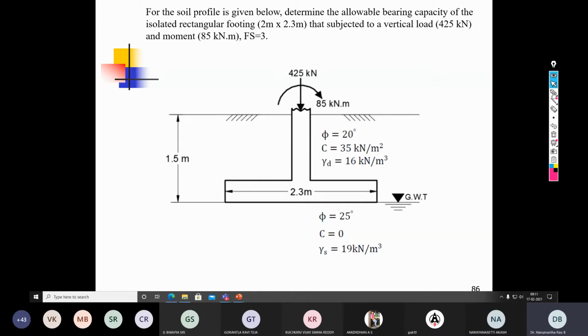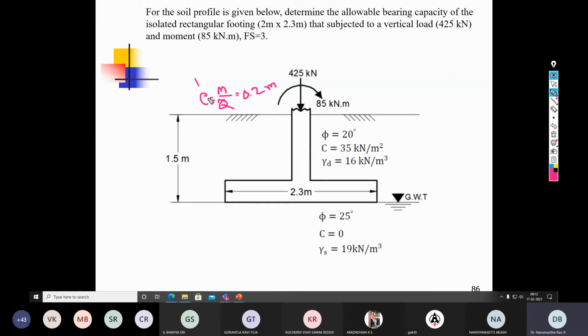How do you define the eccentricity? M by Q, sir. Yes, moment by axial load Q. So eccentricity is nothing but the moment upon the axial load Q. What is the value of eccentricity? 0.2, sir. Very good. So eccentricity is 0.2 meter.